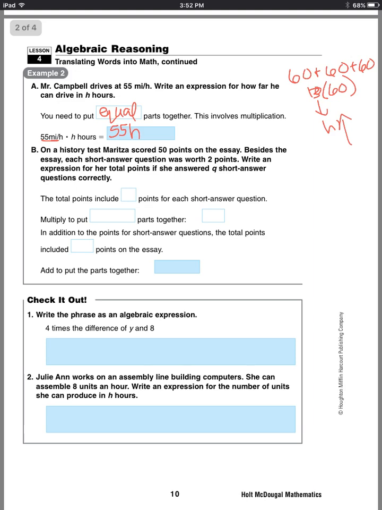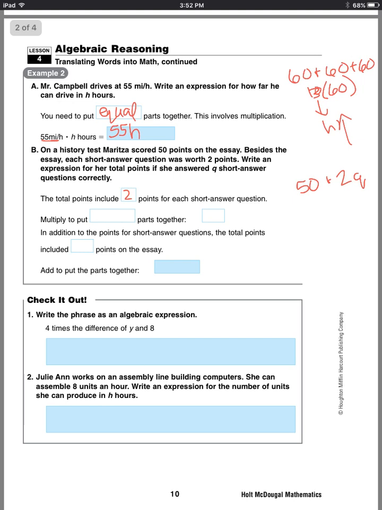On a history test, Maritza scored 50 points on the essay. Besides the essay, each short answer question was worth 2 points. Write an expression for her total points if she answered Q short questions correctly. So we have 50 points for her essay plus 2 points for each short answer question. So the total in points include 2 points for each short answer question.